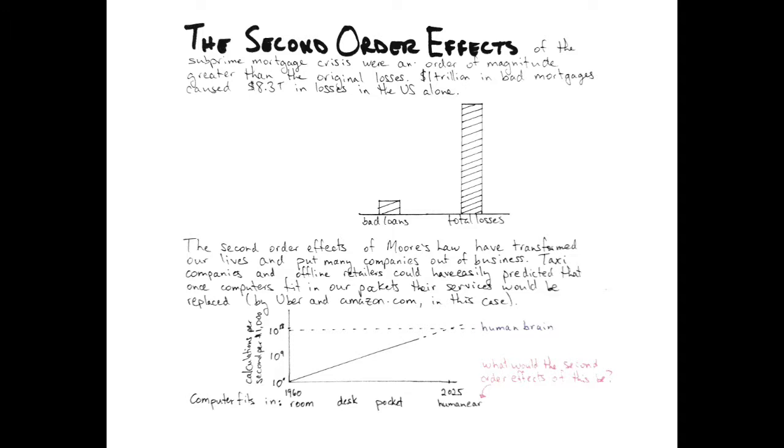Now, the second order effects of Moore's law have transformed our lives and put many companies out of business. If you're familiar with Moore's law, it's that the number of transistors in computers, i.e. the computational power of computers, doubles every 18 months, and the cost of them halves, which is pretty incredible, and it was predicted in the 1960s, and it's held true until today.